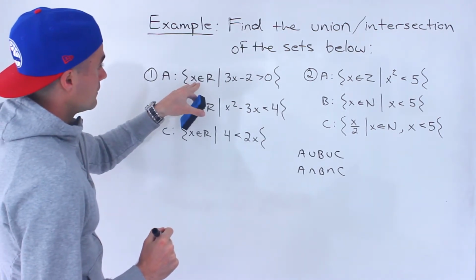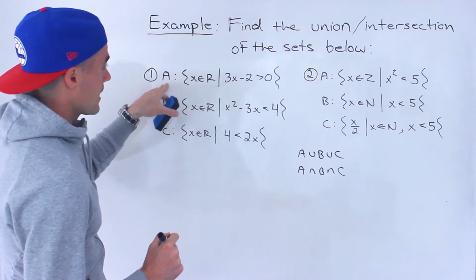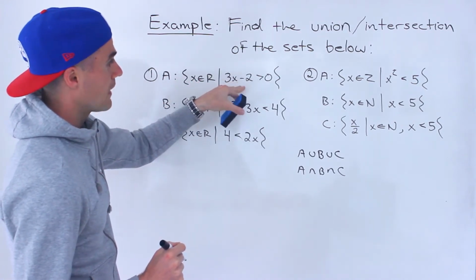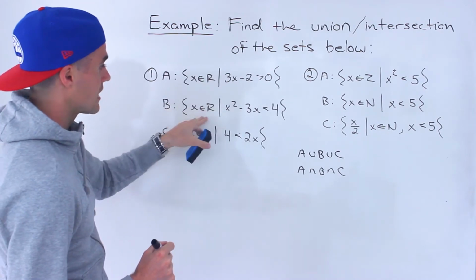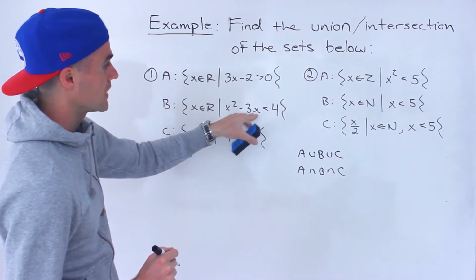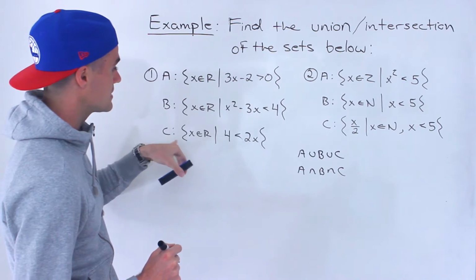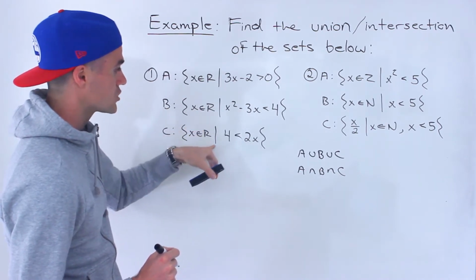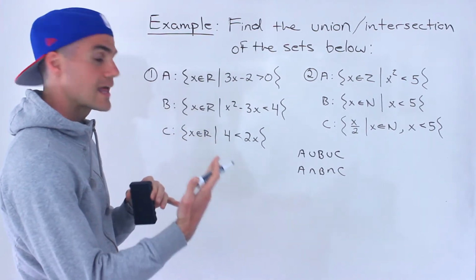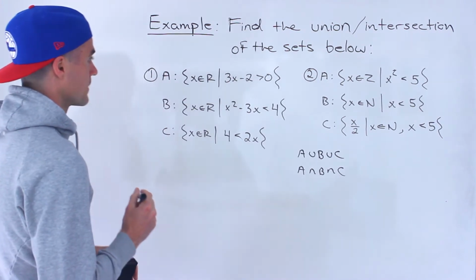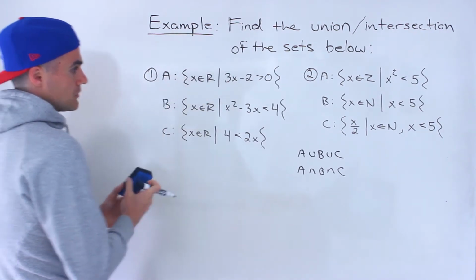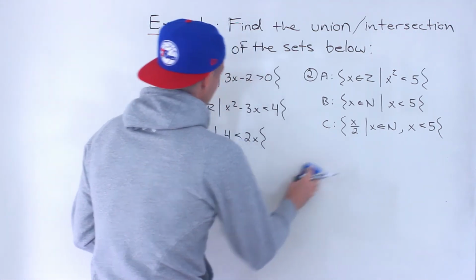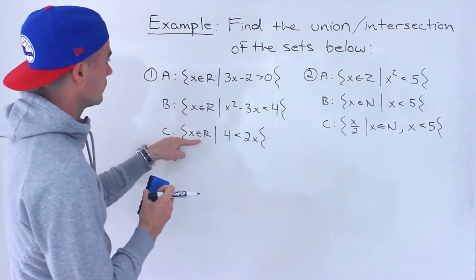We have set A: x is an element of the real numbers such that 3x minus 2 is greater than 0. Set B: x is an element of the real numbers such that x squared minus 3x is less than 4. And set C: x is an element of the real numbers such that 4 is less than 2x. I'm going to put these sets in interval notation if possible, because we're dealing with real numbers.